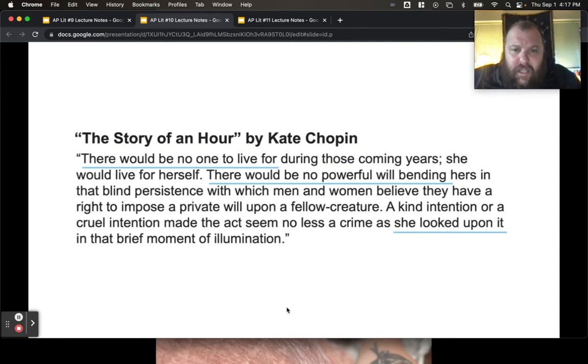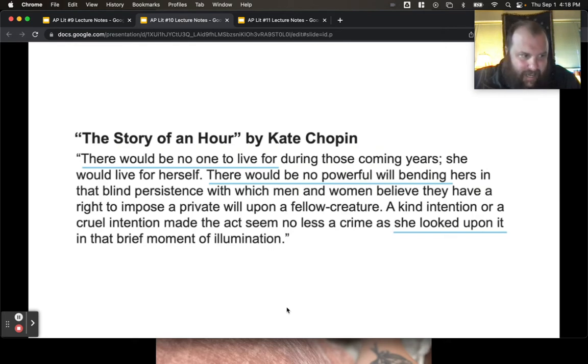There would be no one to live for during those coming years. She would live for herself. There would be no powerful will bending hers in that blind persistence with which men and women believe they have a right to impose a private will upon a fellow creature. A kind intention or a cruel intention made the act seem no less a crime as she looked upon it in that brief moment of illumination.